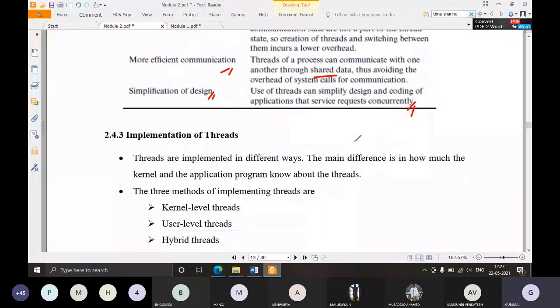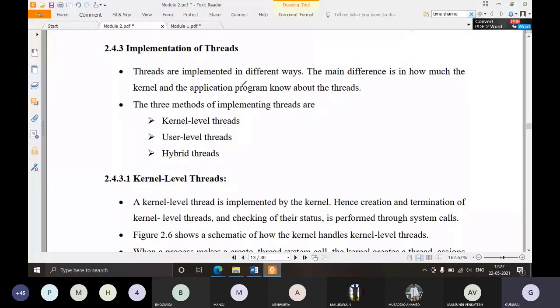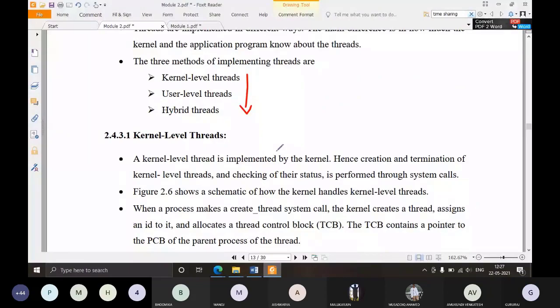Next is implementation of threads. You can see there are three methods of implementing threads: kernel level threads, user level threads, and hybrid threads. We shall see about these threads in the next session.